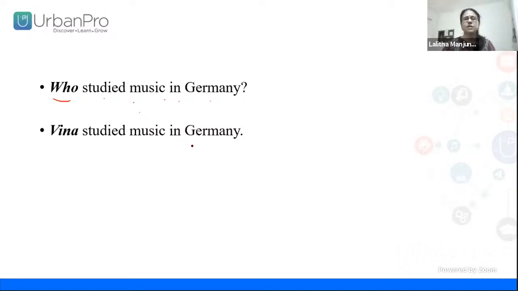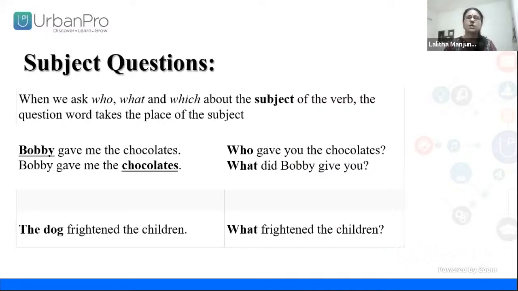Veena studied music in Germany. So such questions are called subject questions. When we ask questions about the subject of the verb, we just replace the subject by the question word. I think if I explain it with an example, it will be clearer. Look at this question. Who gave you the chocolates? What should be the answer to this? Bobby gave me the chocolates. So here the word who is just replaced by the answer Bobby.